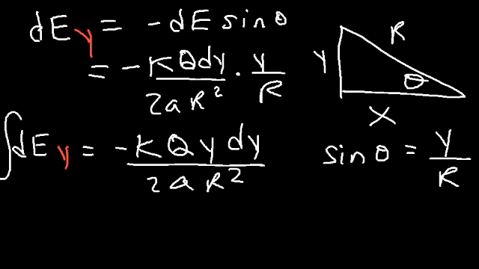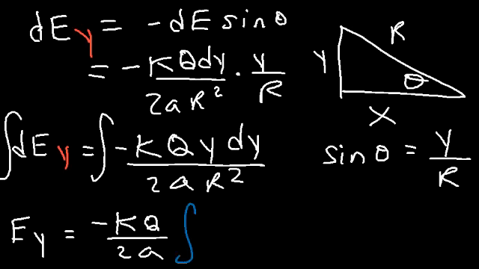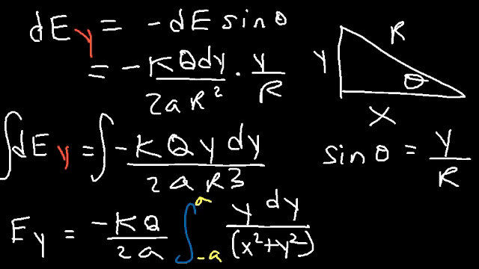So now let's integrate both sides. The antiderivative of dE sub y is simply going to be the electric field in the y direction. And k, q, and 2a are constants that we're going to move to the front. We're going to integrate from negative a to a, from the bottom part of the rod to the top part. And we have y dy over r cubed. r squared times r is r cubed. With long problems like these, it's very easy to make a mistake, so you have to be very careful. Now we know r cubed is x squared plus y squared raised to the 3 over 2, just like last time.